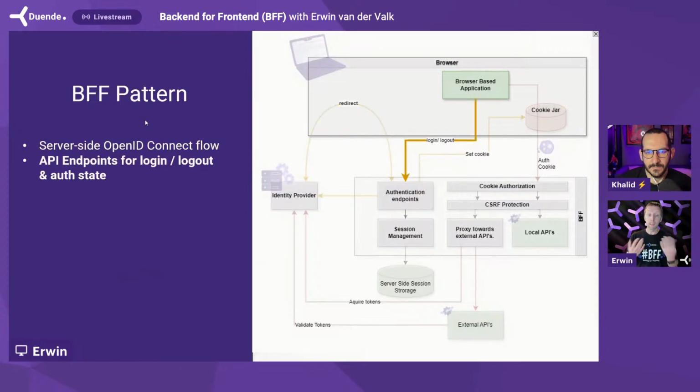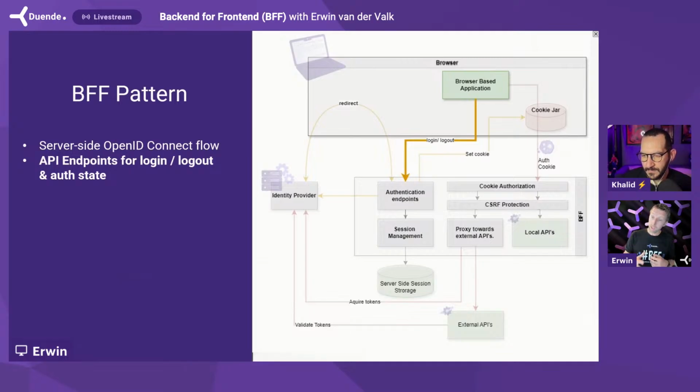Now, after we've done that, the browser-based application still needs to be able to trigger the login and trigger the logout. Now, that's a lot simpler now that we've moved the OAuth flow to the server. So all that you need to do is redirect to the login endpoint. And if you want to log out, you also have to redirect to the logout endpoint.